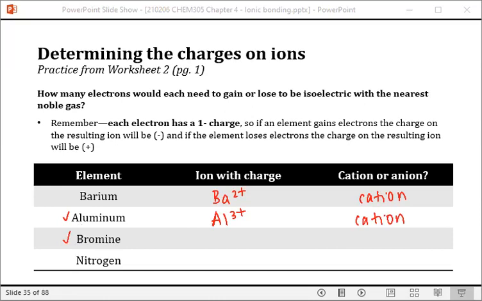Bromine. Bromine is a halogen. It's in group 7A or 17. So it has 7 valence electrons. So to get to 8, it's going to gain 1 more. And since it's gaining an electron, it's going to have a negative charge added to it. So bromine, when it gains an electron, will be Br-, and that's an anion.